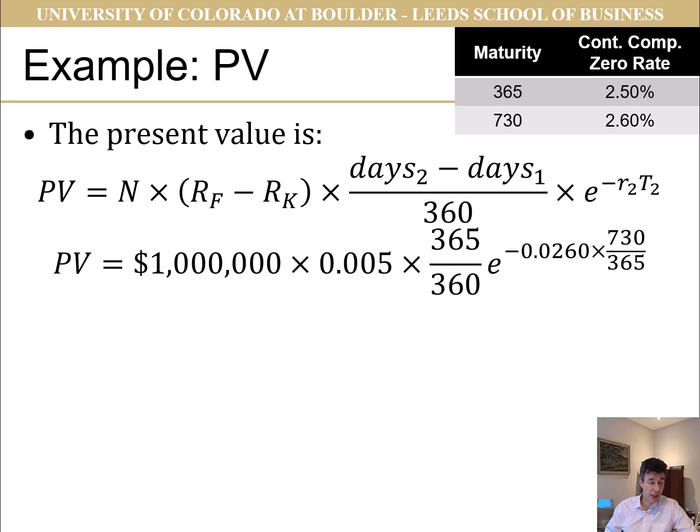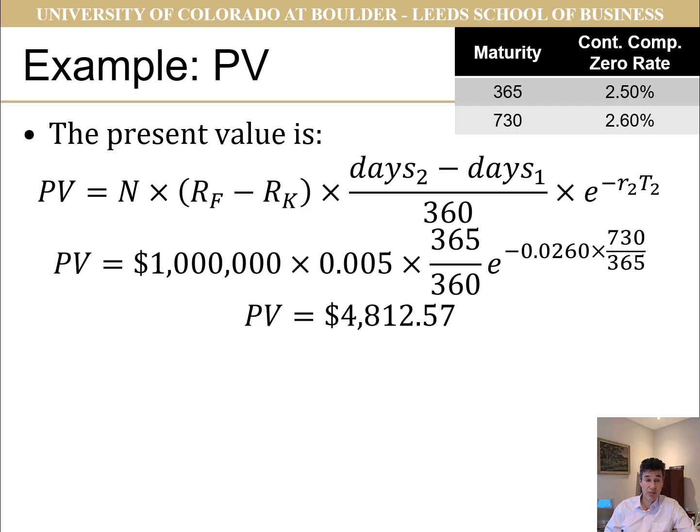Plug in our numbers: $1 million times 0.5% times 365 over 360, e to the minus R2 T2. Present value is $4,812.57. And we can look at this number and go, well, it should be a little bit less than $5,000. We've agreed a rate 0.5% too low, so we're paying someone else interest.